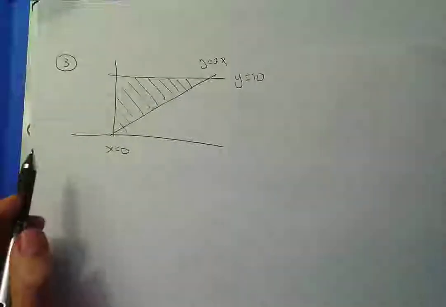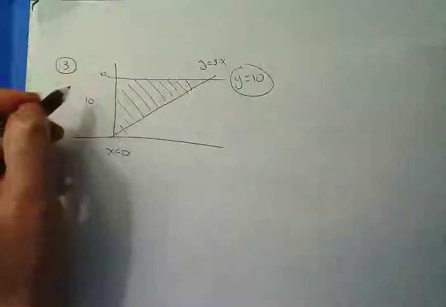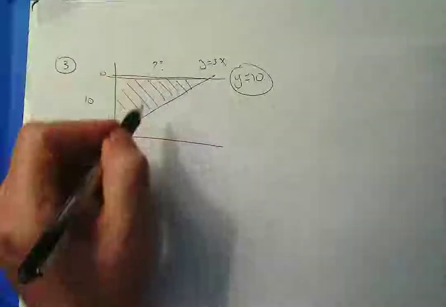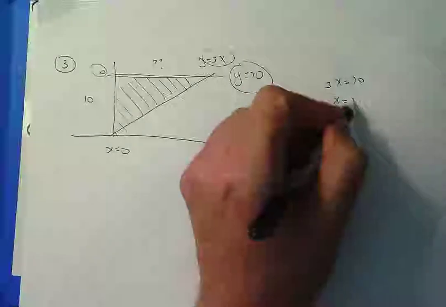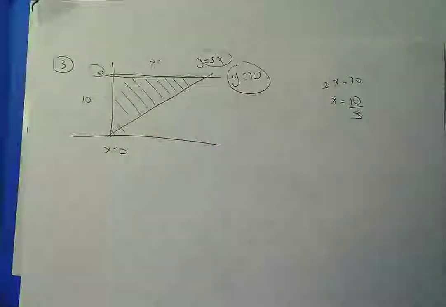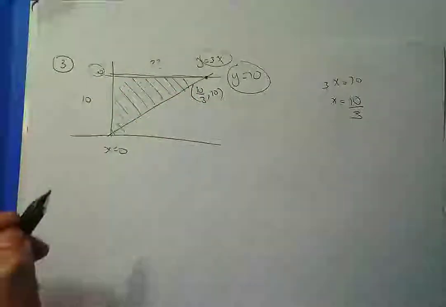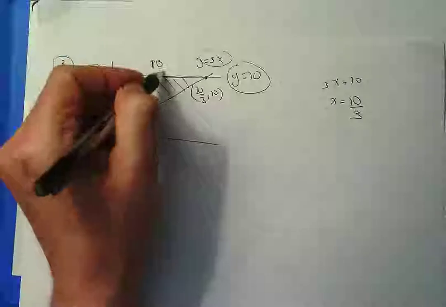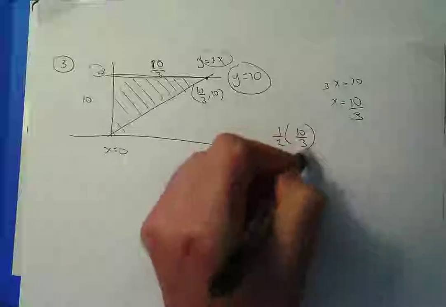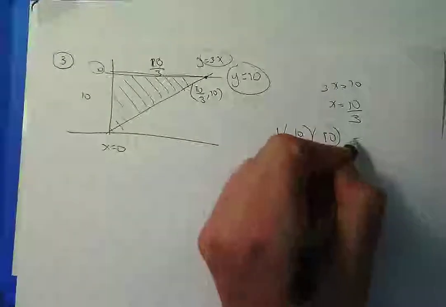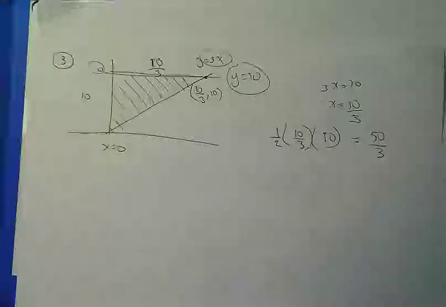Okay. So with geometry, we see a triangle. We know the height is 10 because this is y equals 10. And we know this length, well, that's where 10 intersects 3x, so x equals 10 thirds. So I know that this is the ordered pair 10 thirds comma 10. Okay, so this distance then is 10 thirds. So with geometry, 1 half base times height gives me 50 over 3 as my value.